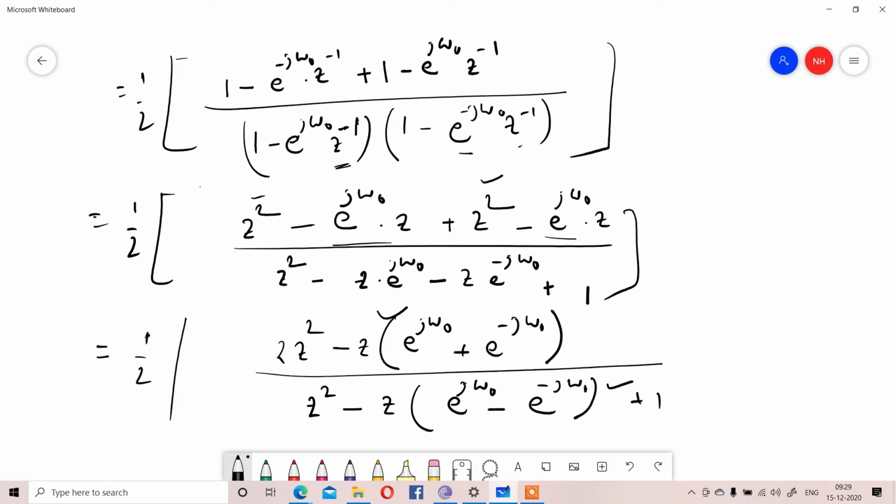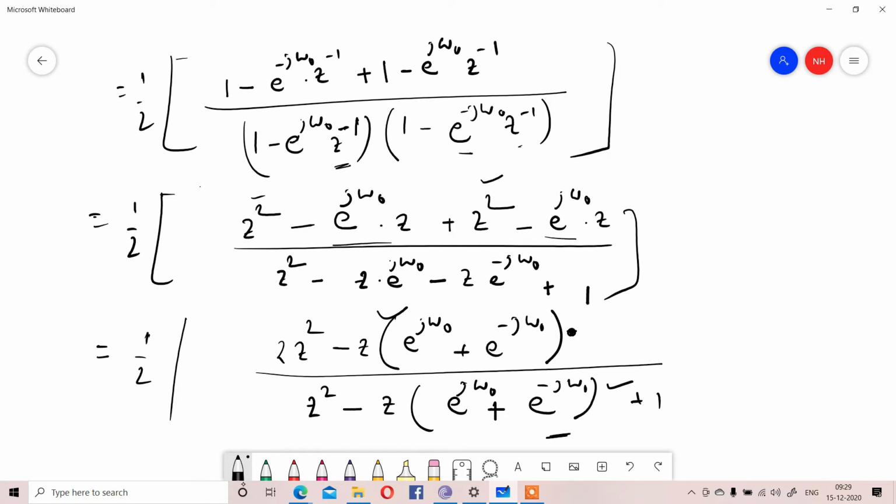So what will be the value? In the denominator part it will be 2 cos omega naught, and that will be 2 sin omega naught. Denominator will be plus. Okay, we are taking the minus common, so it will be plus. So both will be 2 cos omega naught.